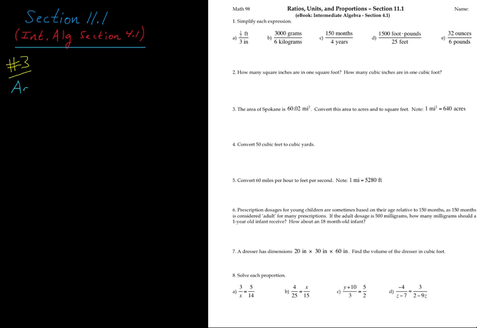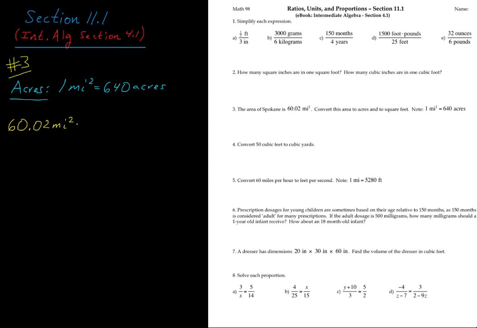So for acres, we can go ahead and use the given conversion there, right? That 1 square mile, so that's 1 mile squared, like what we saw in the last video, is equal to 640 acres. Now, just to emphasize here, remember, square miles are units of area, and so in turn, acres are also units of area, not lengths, okay? So let's go ahead and start with our area of Spokane in square miles.